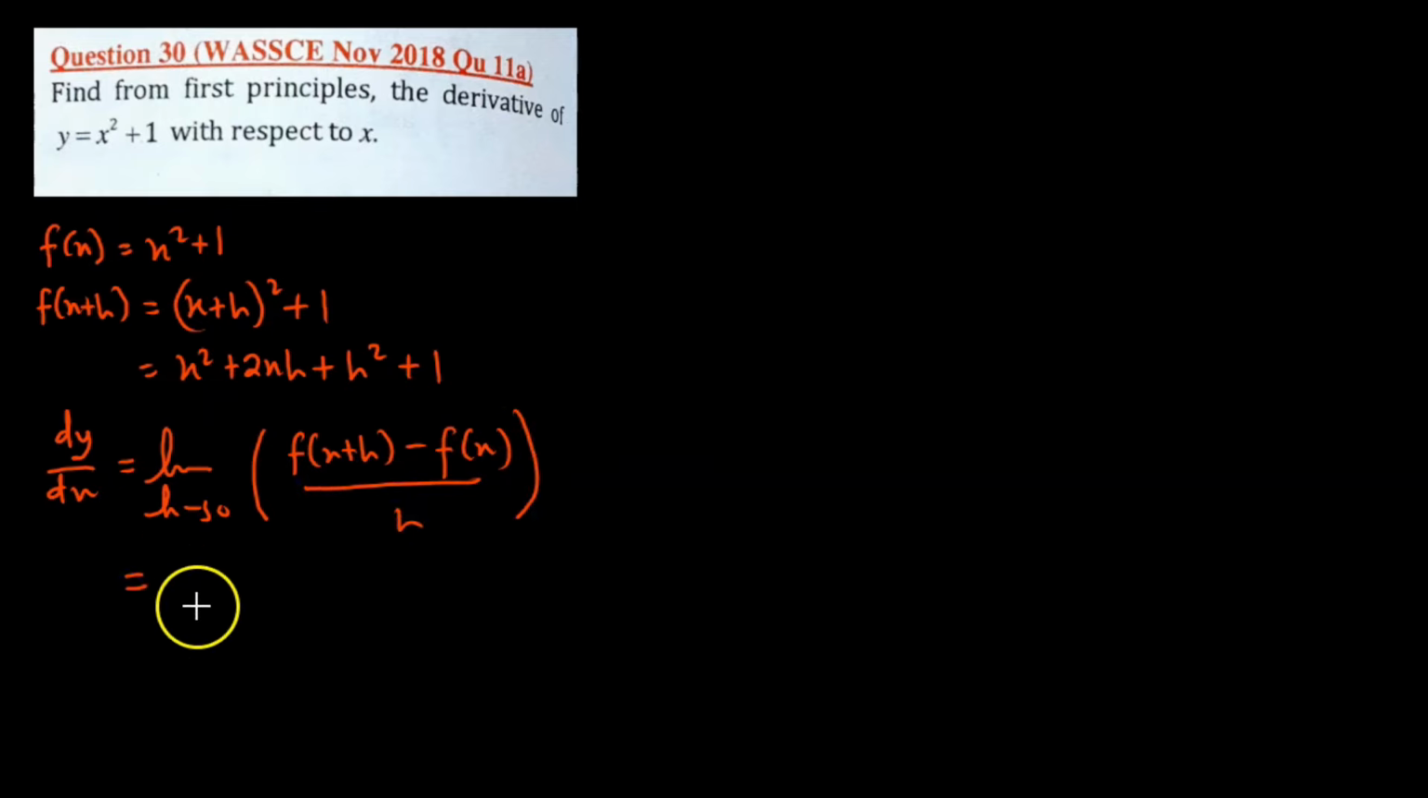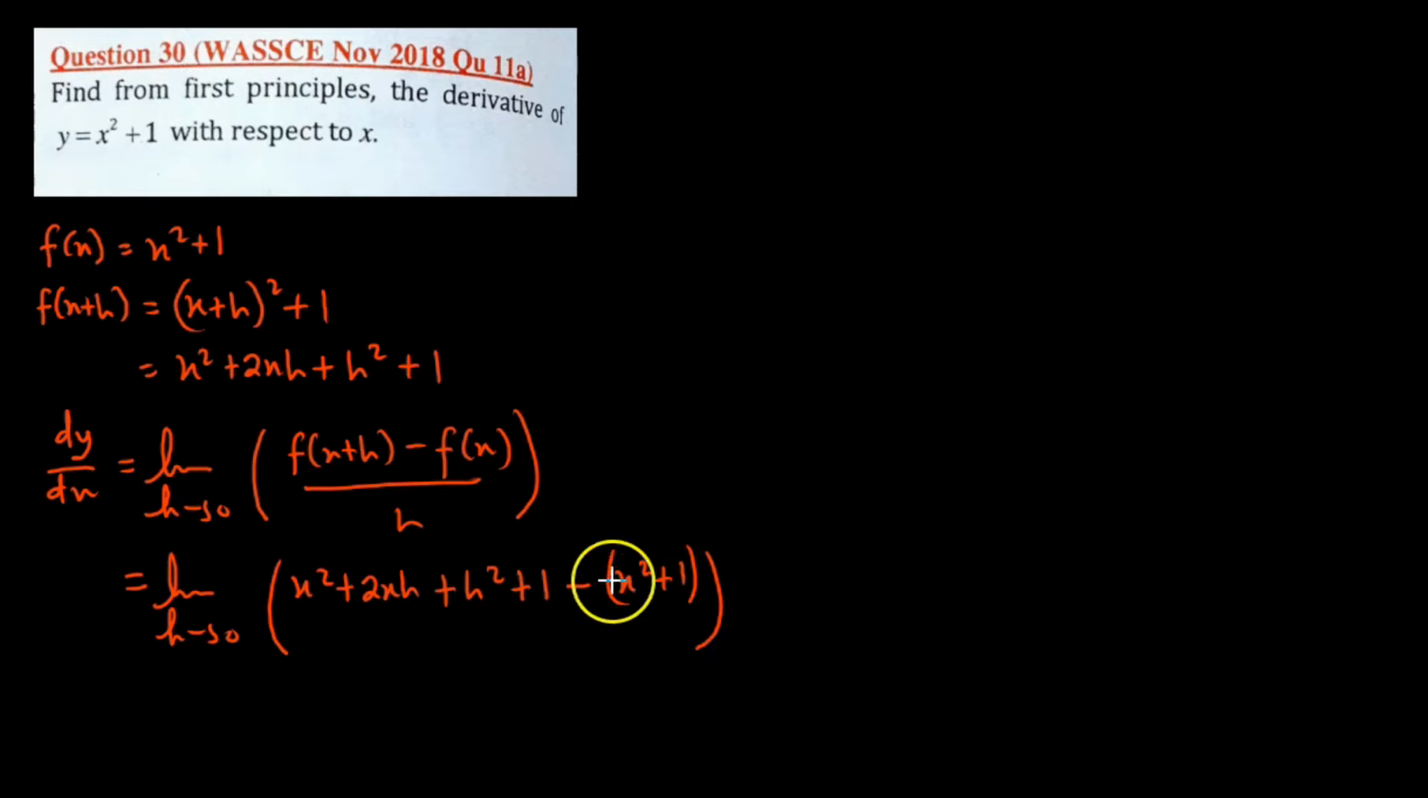So our substitution can be made, and we'll have it as the limit as h approaches 0 of x squared plus 2xh plus h squared plus 1 minus x squared plus 1 in brackets. Remember, it's a binomial expression, therefore you have to put it in brackets, all divided by h.